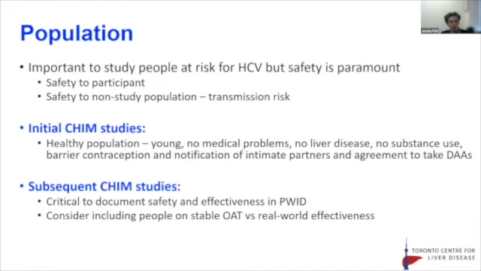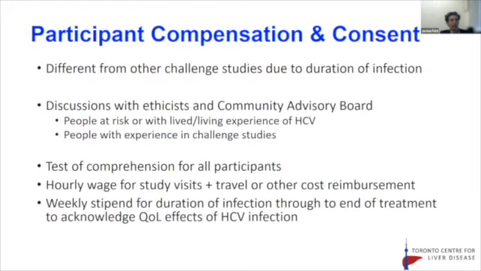For subsequent CHIM studies, it really is important to document both safety and effectiveness of any vaccine in the population at risk, particularly people who inject drugs. This question of reinfection is always going to be a concern, and of transmission of the CHIM inoculum. So one possibility might be to consider including people on stable opiate agonist therapy, or also just considering looking at real world effectiveness, but it will be critical to think carefully about these decisions later.